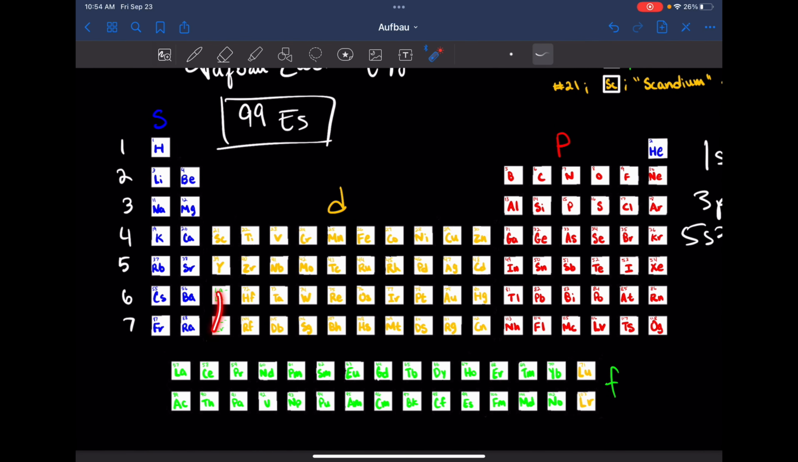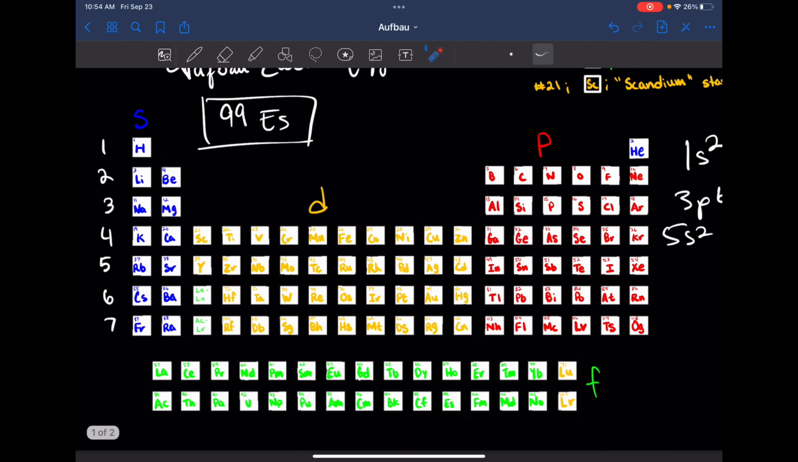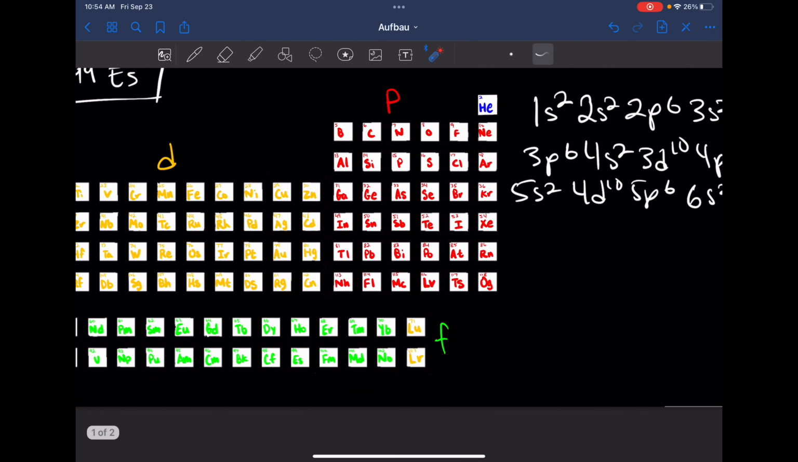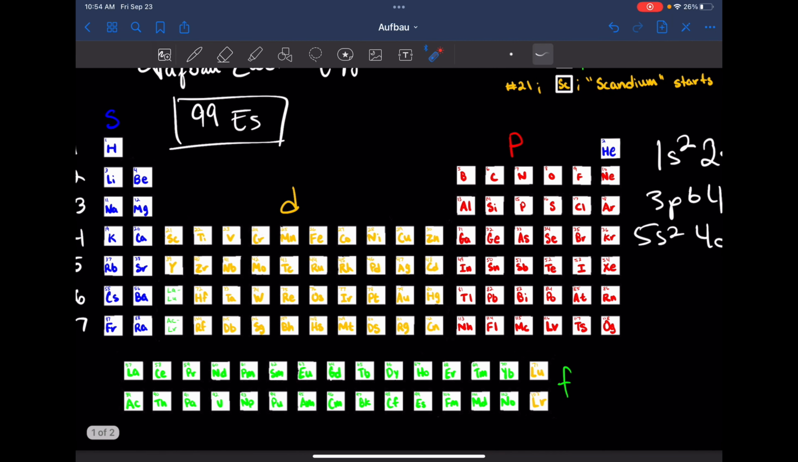That means we got to jump down here to our lanthanides and actinides. So after we've gone to 6s2, when we bump into this, it says, hey, we start at lanthanum down here. Now lanthanum starts the 4f block. So we have 1, 2, 3, 4, 5, 6, 7, 8, 9, 10, 11, 12, 13, 14.